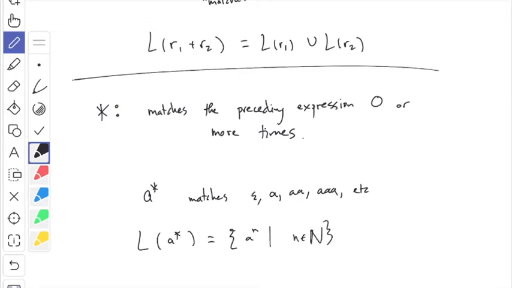The star kind of means repetition, although I don't like to use that word. You'll see why in a moment. It's not necessarily repetitions, but that's one way that you could think about this. You are just repeating the A over and over again.